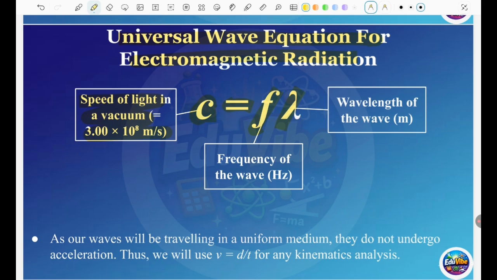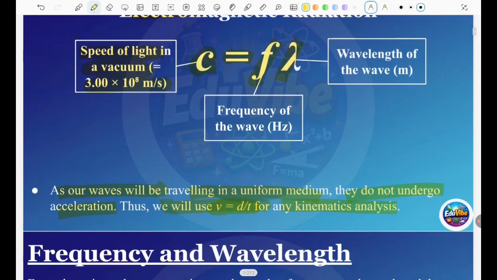Next, our waves will be traveling in a uniform medium, which is a steady medium. They do not undergo any acceleration. Thus, we use only v = d/t for any kinematic analysis. We can't use the complex kinematic analysis equations. We just use this for any kinematic calculations, or we use the equations we do in the electron lessons, because we do a number of formulas there.